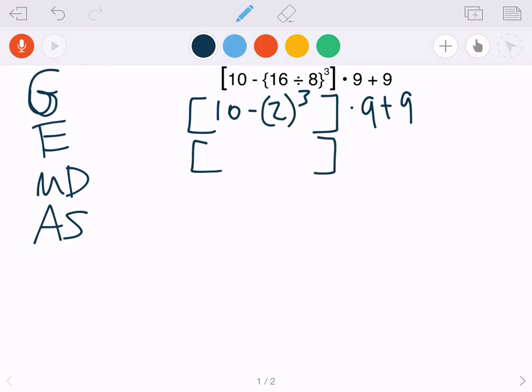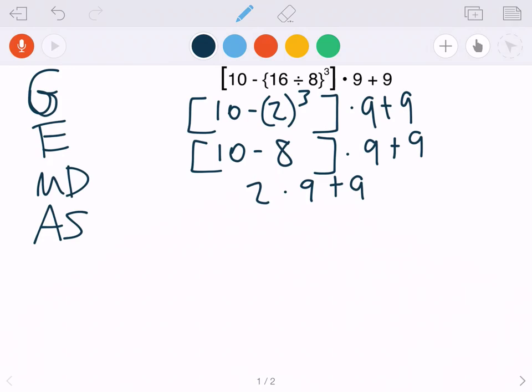So I'm still focusing on those brackets, those groupings. So we have 10 minus 2 cubed, so 2 times 2 times 2 is 8. I haven't touched anything on the outside. Notice how I'm writing down all my steps. I'm doing one step per line. So finally, we are going to get 2 times 9 plus 9.